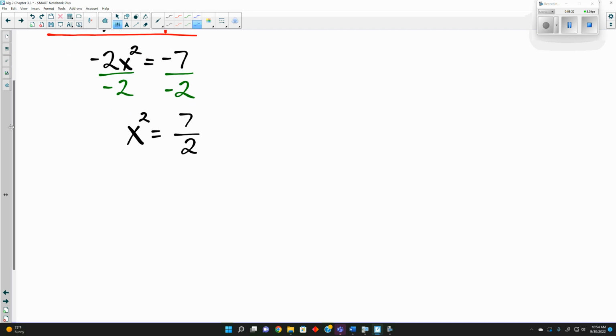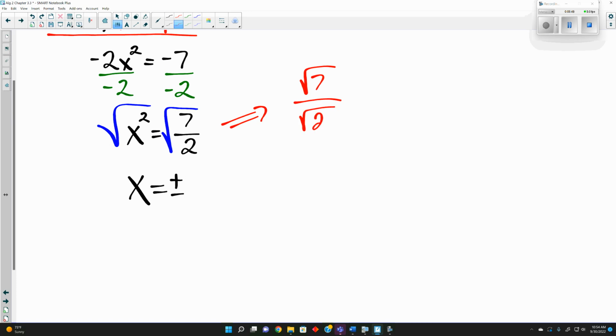Now, is x squared by itself? Yes, so we can square root both sides. Now, the square root of x squared is x is equal to plus or minus. Now, taking the square root of 7/2 does not give us a nice number, but we can use the yellow calculator and plug it in as the square root of 7 over the square root of 2, because what this will let us do is rationalize this fraction.